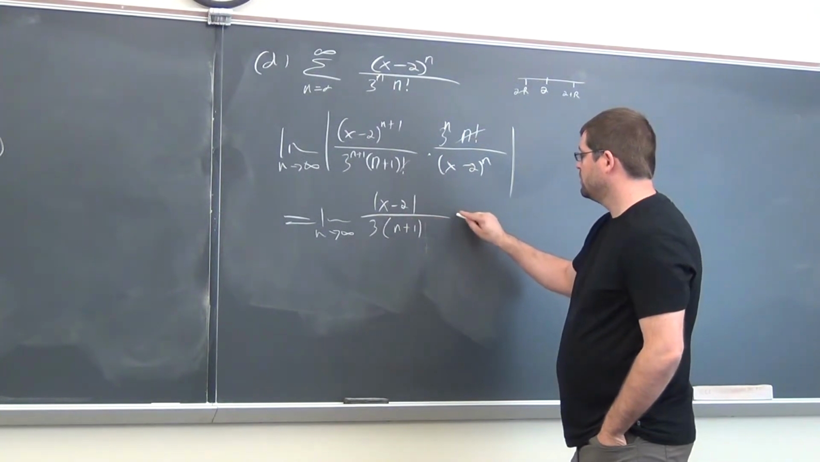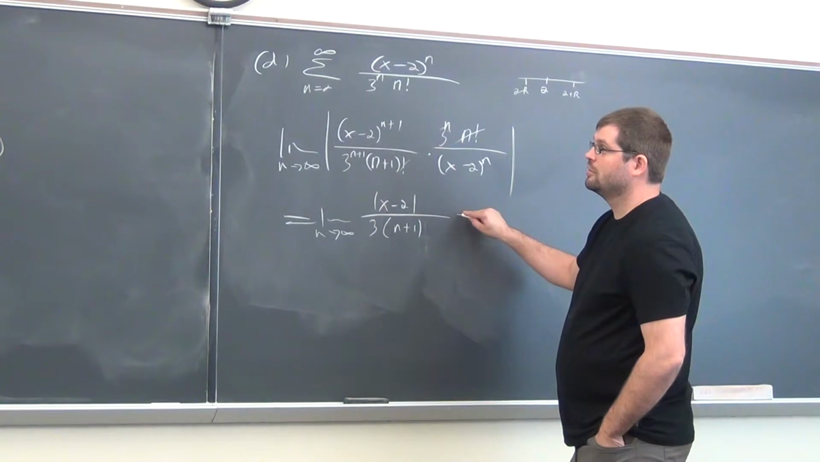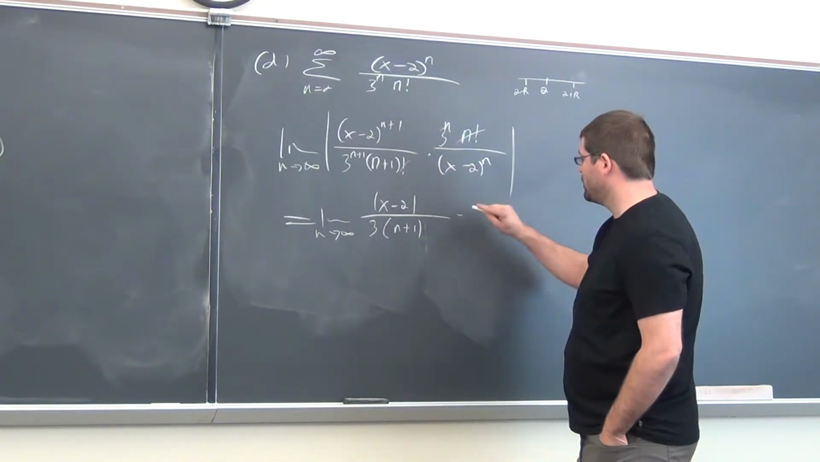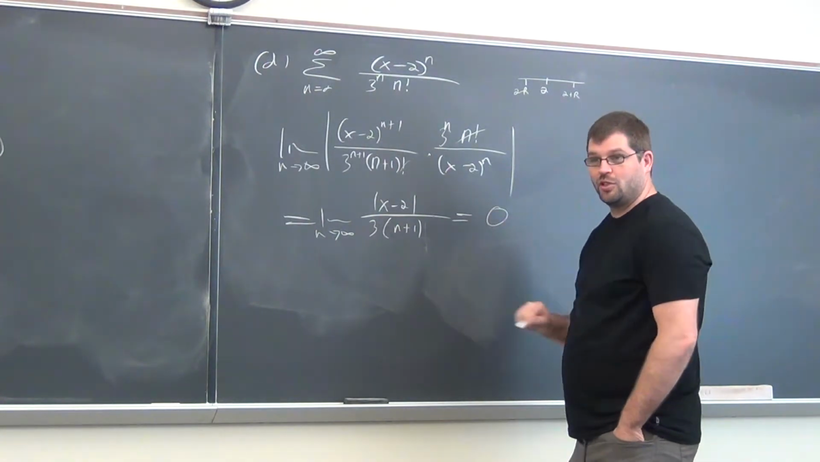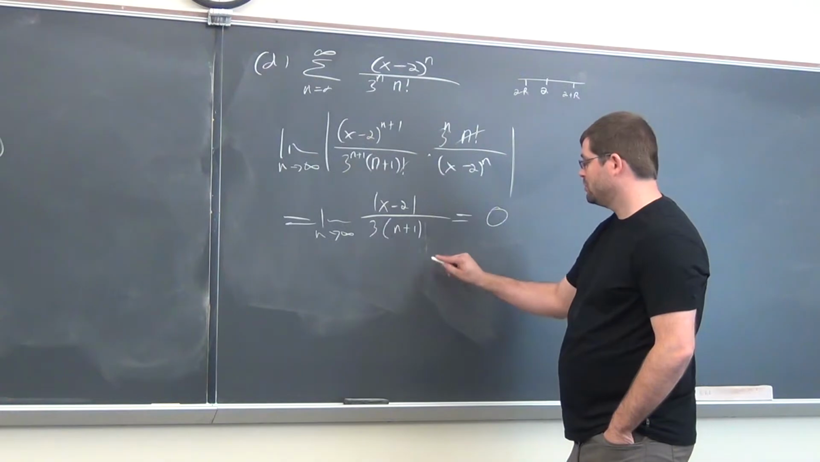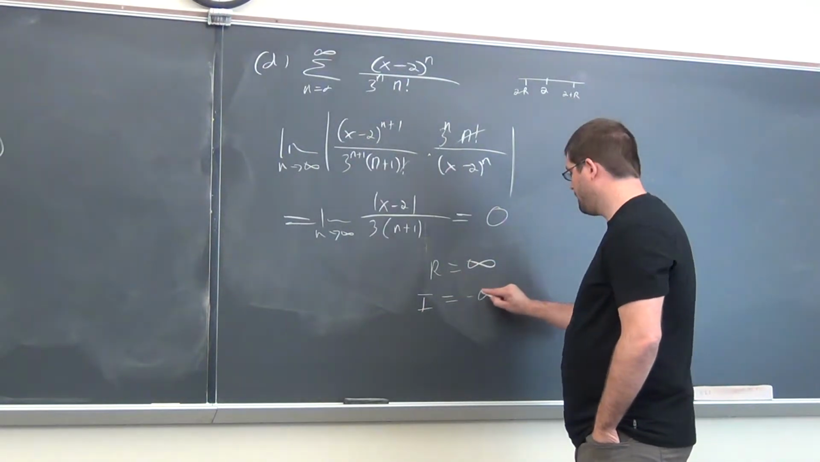Again, x is a constant. So what is, oh, I put my factorial in the wrong place. I'm doing the exact same problem I just did. I wanted to put my factorial up top. Here, let's finish this up real quick. 0 again, right? And so what do we have? Radius is infinite, interval is negative infinity, infinity.